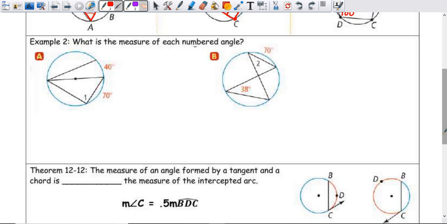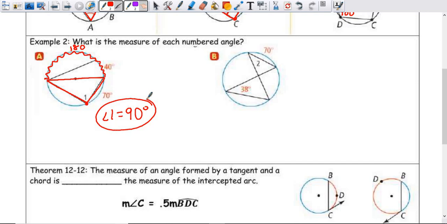Okay, so let's try some examples. What is the measure of each numbered angle? So angle 1 right here is on my circle and it uses these chords. So this is the arc. Well, this right here is a diameter, which means that has to be 180. So angle 1 has to be half of 180, which is 90 degrees.